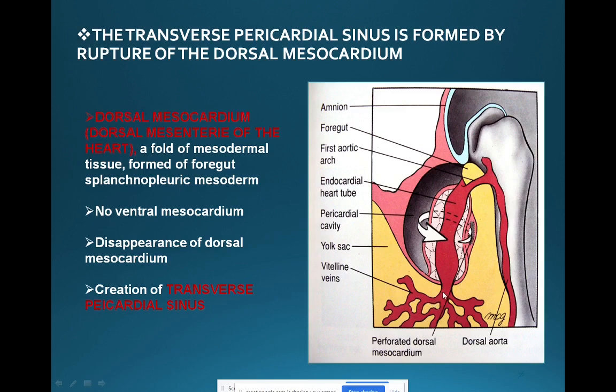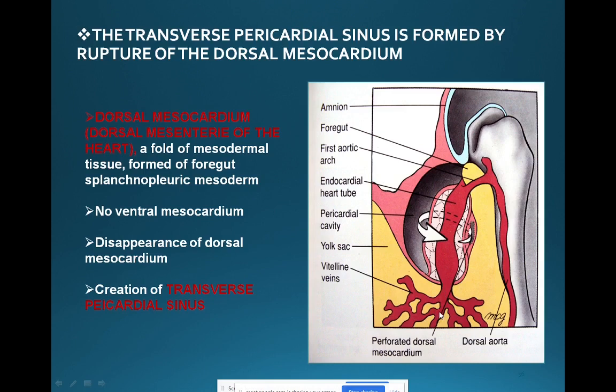Now this is the input, this is the output, or you can say this is the inflow, this is the outflow. Now there is programmed cell death in the dorsal mesocardium, which is known as apoptosis, and there is a gap being produced over here. Once the heart gets looped like that, this gap will form a partition between the inflow and the outflow, and that is the future what?